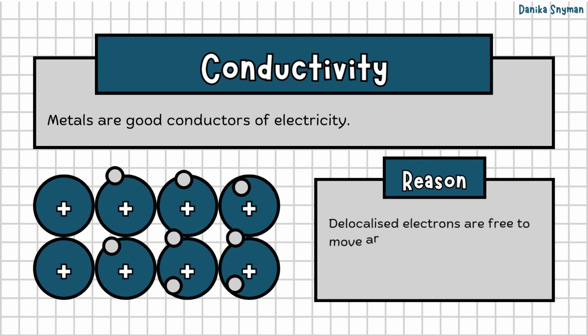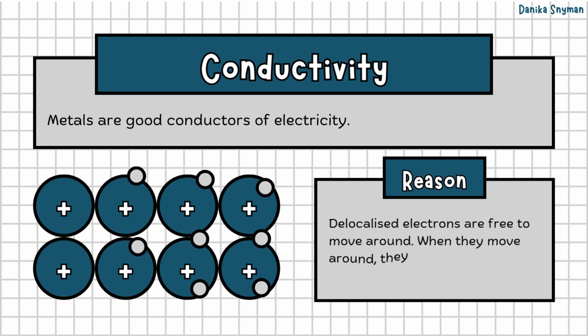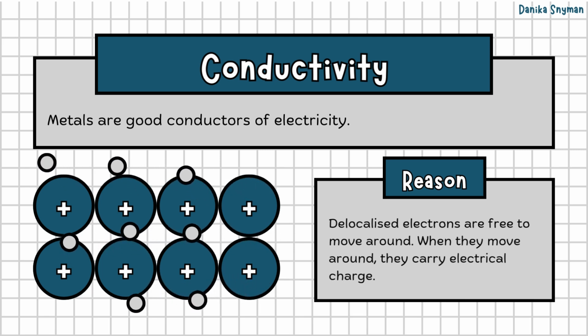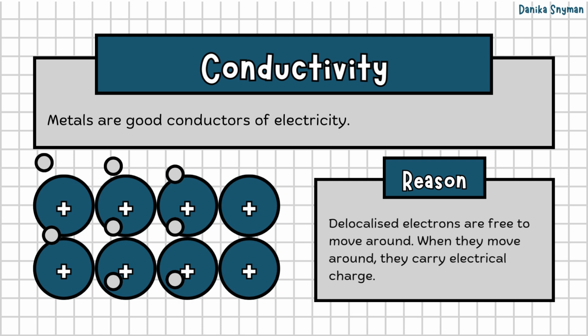Conductivity. Metals are good at carrying electricity. Why? Because the electrons can move around. When these electrons move, they carry an electric charge. So as it moves, it makes electric charge.